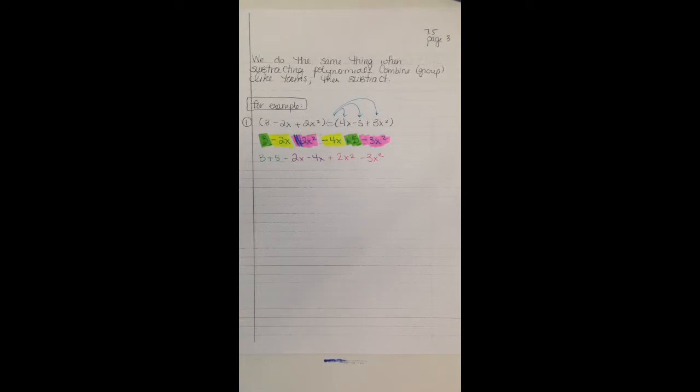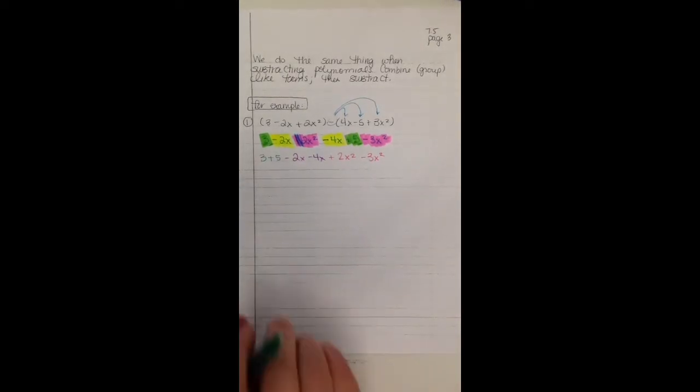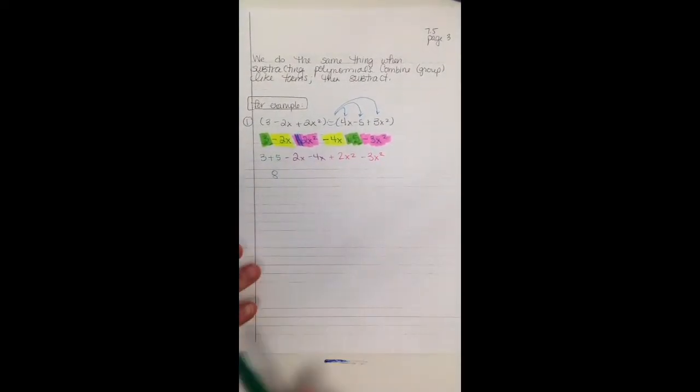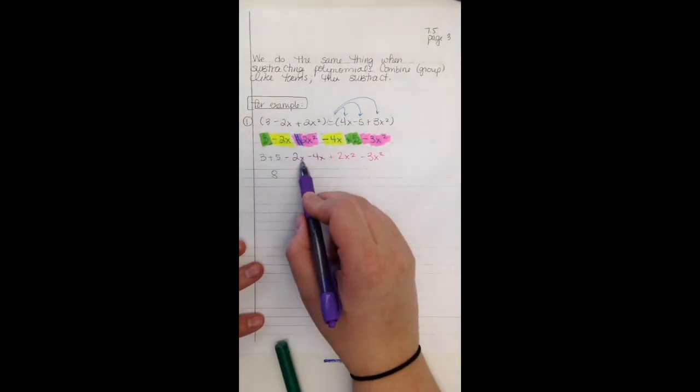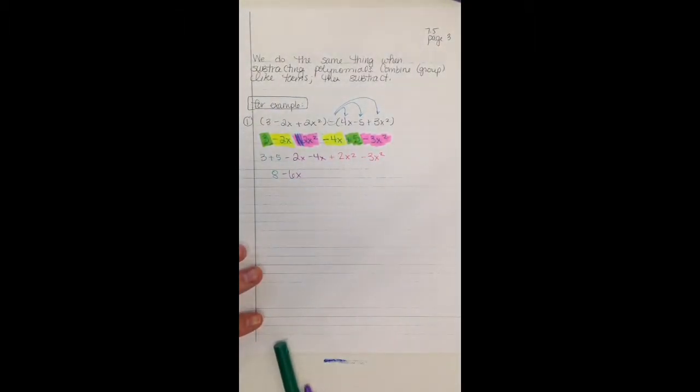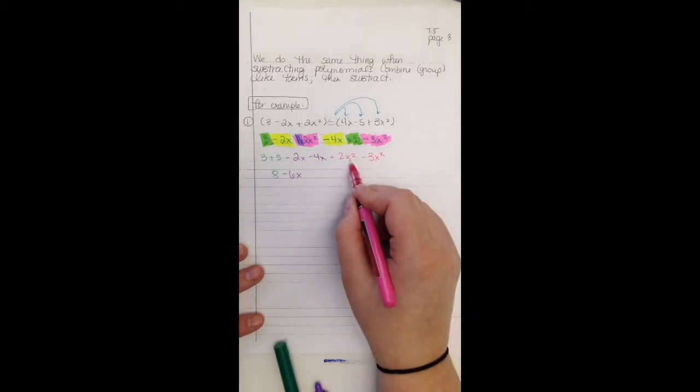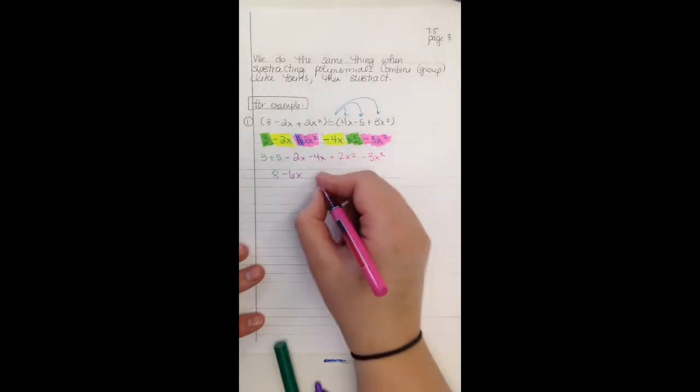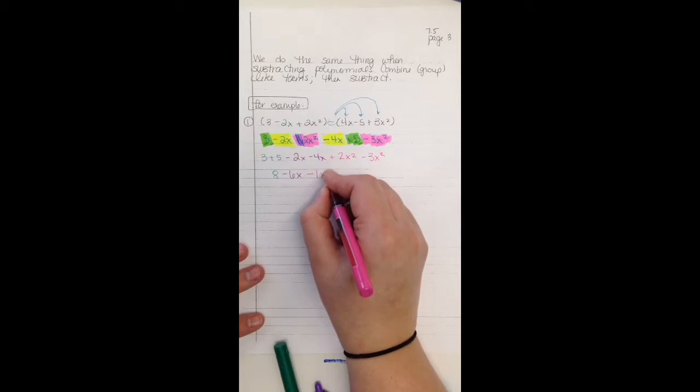Okay, so let's go ahead and combine our like terms. 3 plus 5 gives me 8. Minus 2x minus 4x gives me minus 6x. And then plus 2x squared minus 3x squared gives me minus 1x squared.